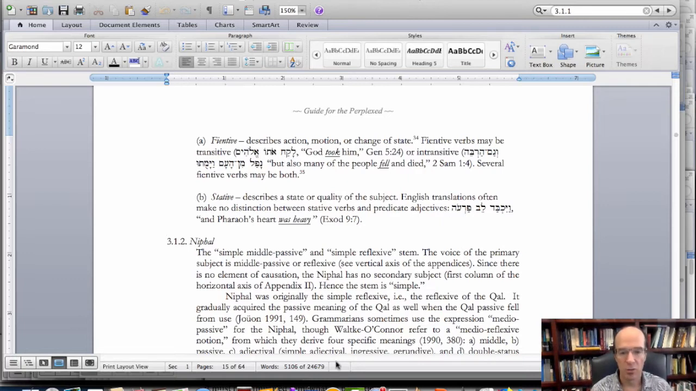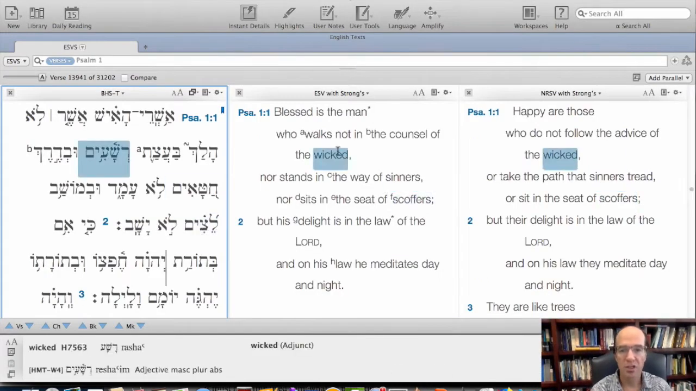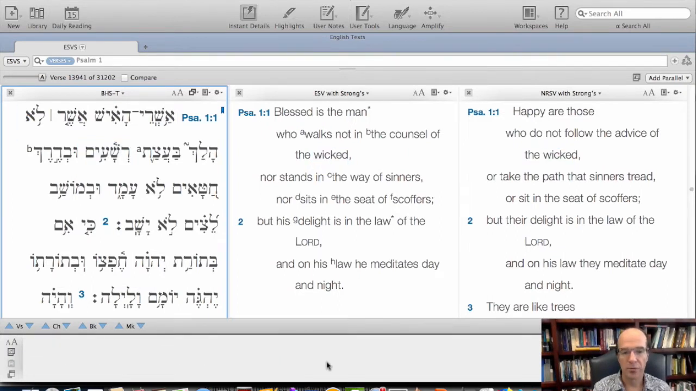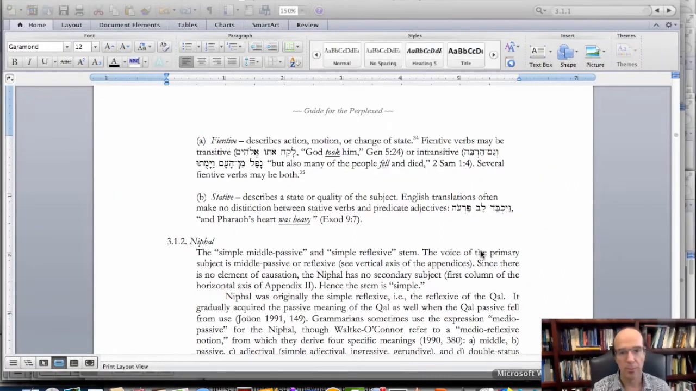So let's go back and look at our word. Walks, is that an action verb or a state? You're right, it's a state. That's a fientive. So the Qal here is fientive. Now we just need to look up the force of the perfect. So let's look up perfect.